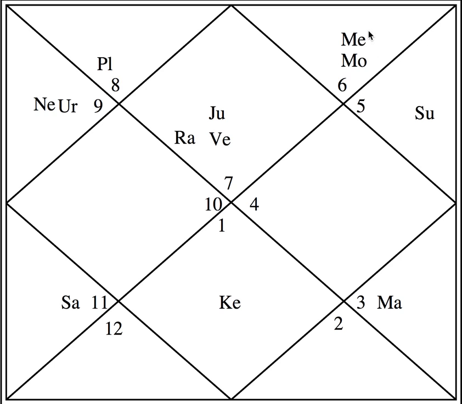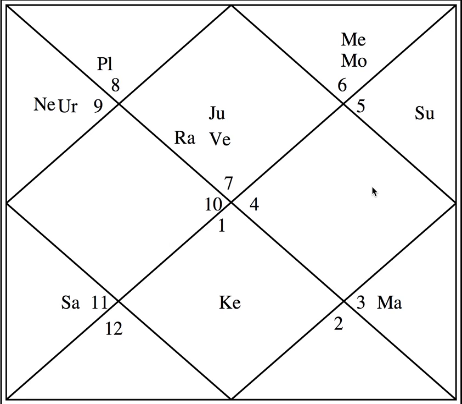It is the conjunction of Moon and Mercury. It is known as Dharma Karma Adhipati Yoga. Dharma Karma Adhipati Yoga means when the ruler of the 9th and the 10th are in some link, then that is called Dharma Karma Adhipati Yoga.